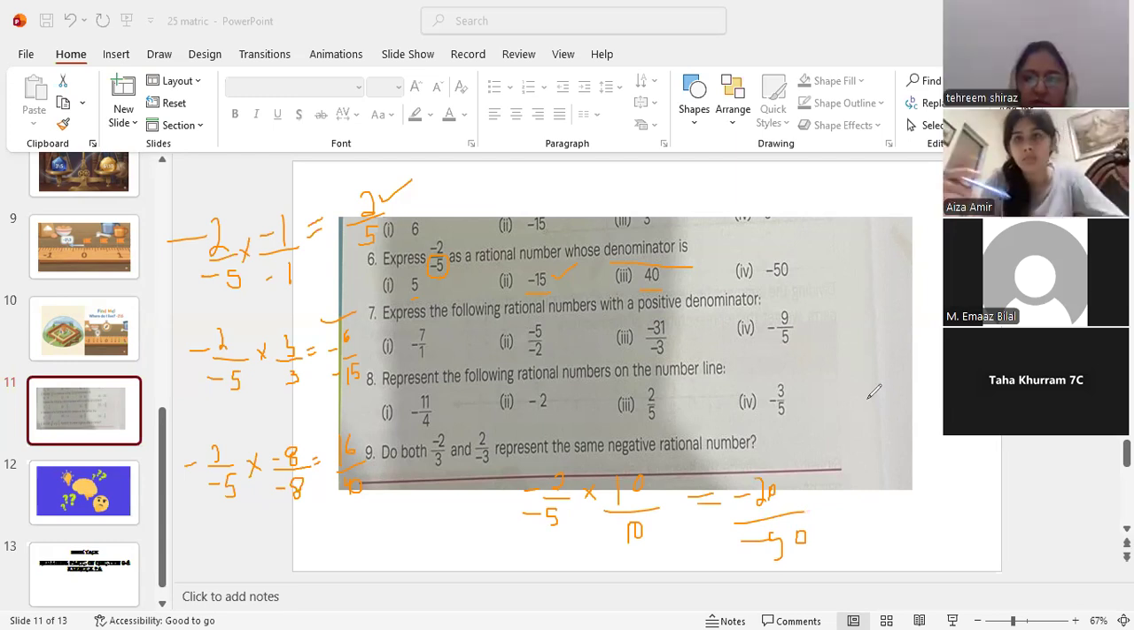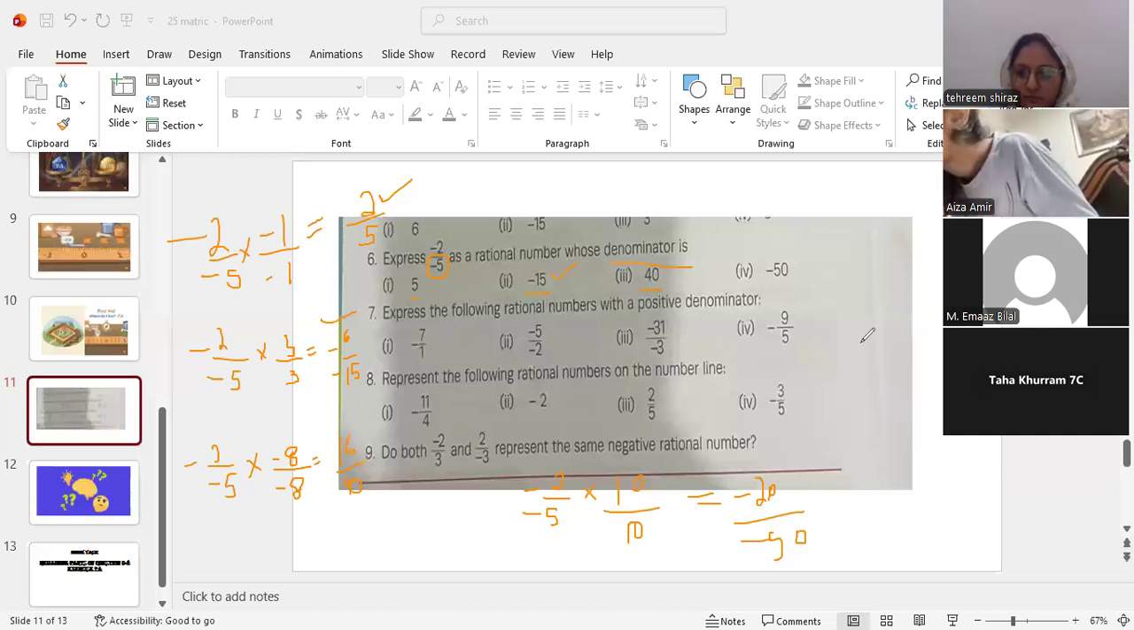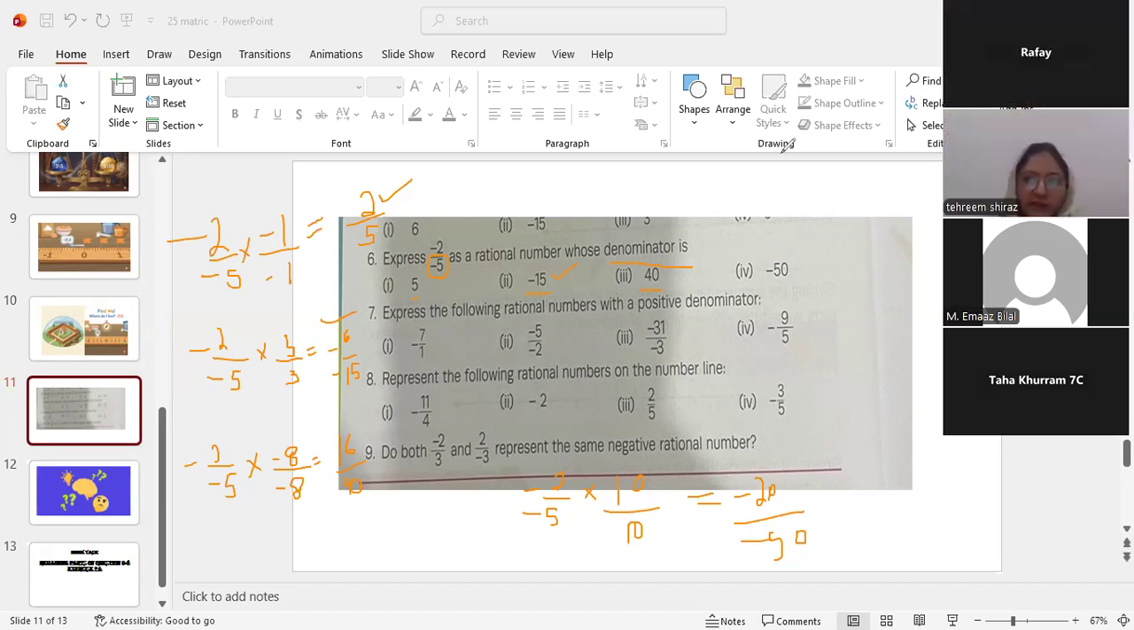Now we need to do the question number 7. I hope you people have done this. I'm giving you 2 minutes. Just solve this question. Hurry up. Everyone done? Okay, now let's move. Yes, Rafe.